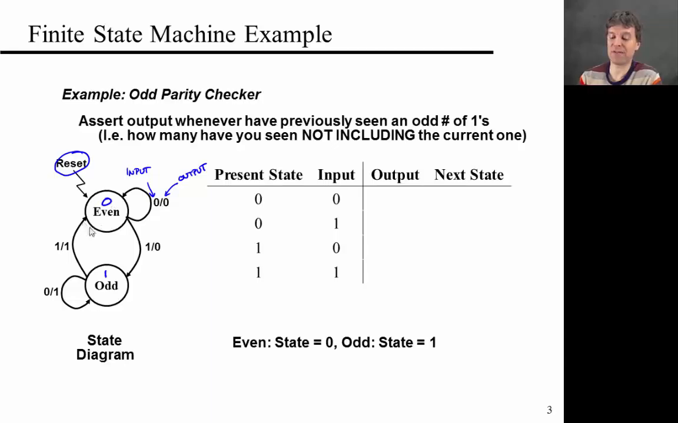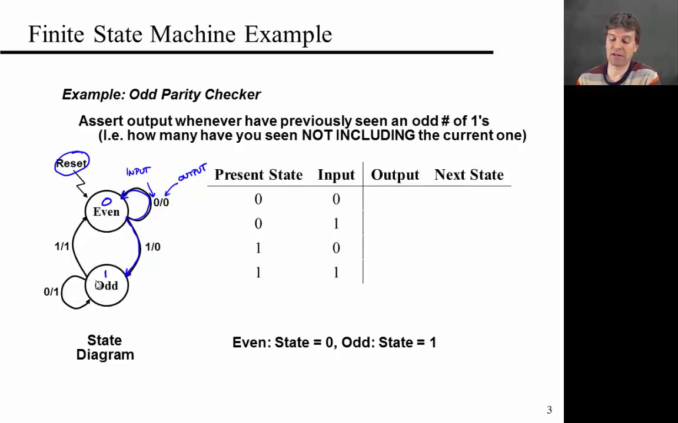Here in the case when you're in the even state and your input is a 0, well, after you've seen that input, you've still seen an even number of ones. So this arrow says, okay, stay here if the input is 0 and produce an output that is 0. Conversely, if you're in the even state and the input is 1, well then you're moving to the odd state. But you're still outputting a 0 because the output corresponds to how many ones you've seen previously, right? And that was an even number.